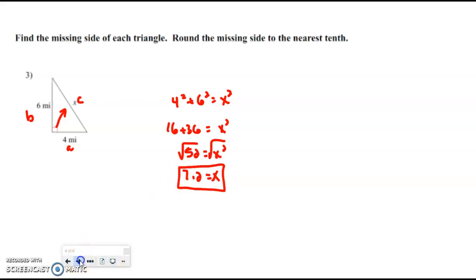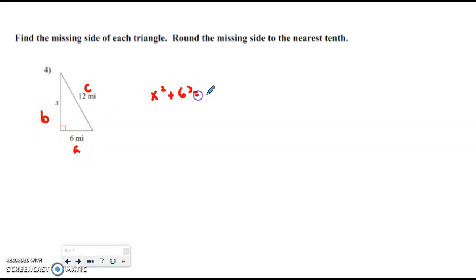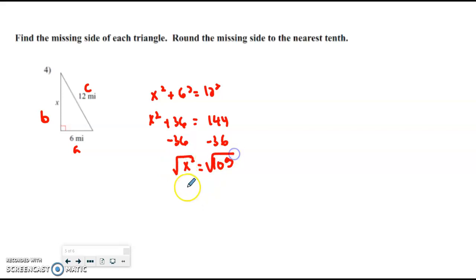And I'm just going to do one more, just to give you guys an idea of what we're doing here. So I got C, and I got A and B. So this is similar to what number 2 is. X squared plus 6 squared equals 12 squared. So I do have x squared plus 36 equals 144. If I subtract 36 from both sides, you do get x squared to be 108. And if I take the square root of both sides, you do get x to be 10.4.